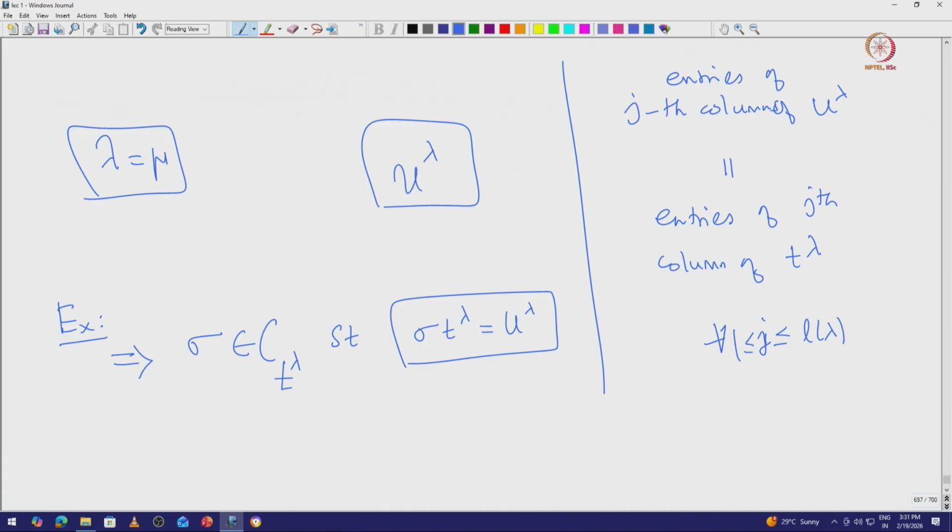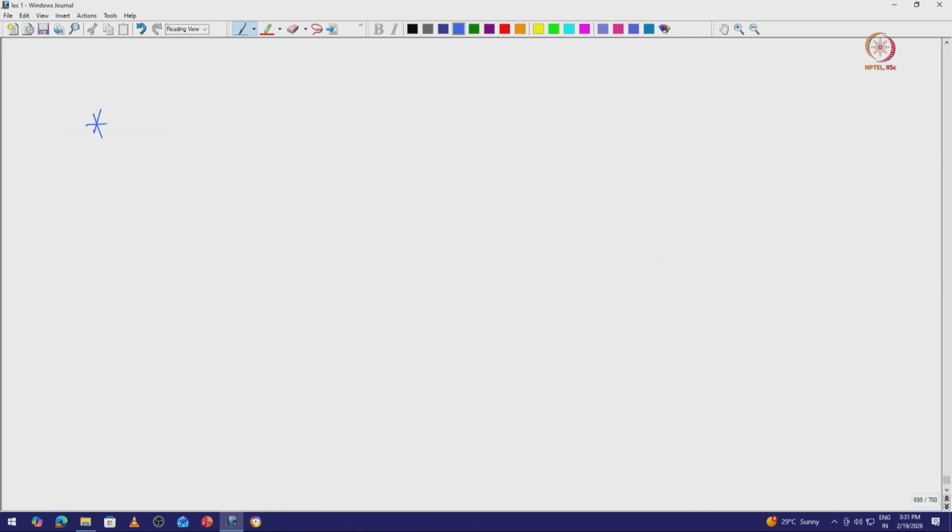On the other hand, for all I, the first I rows of S mu belong to the first I rows of u lambda, and since lambda equals mu, that would imply that the tabloid associated to u lambda must be the same as the tabloid associated to S mu. So, okay, let us write everything. The first observation is that there exists sigma in C T lambda such that u lambda is given by sigma T lambda. This comes from the first fact.